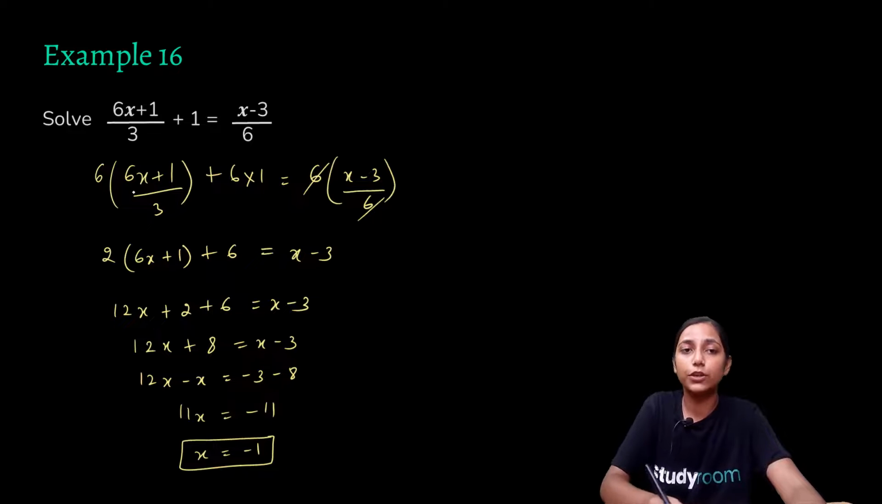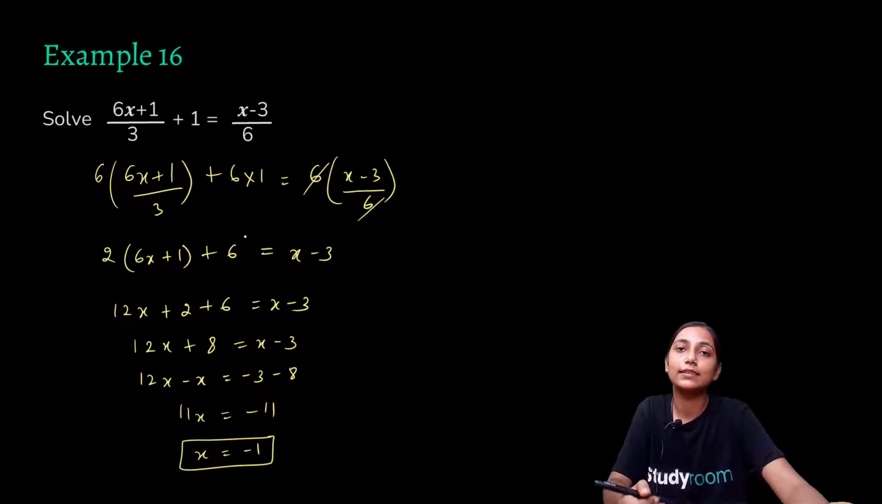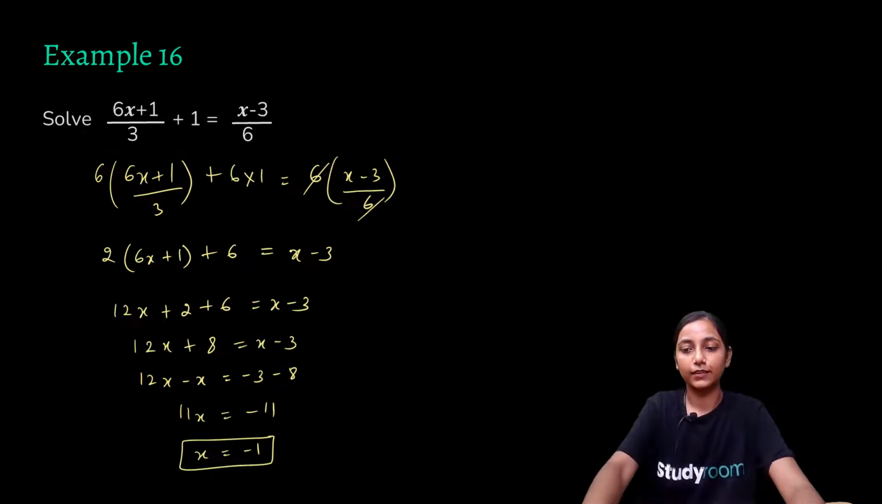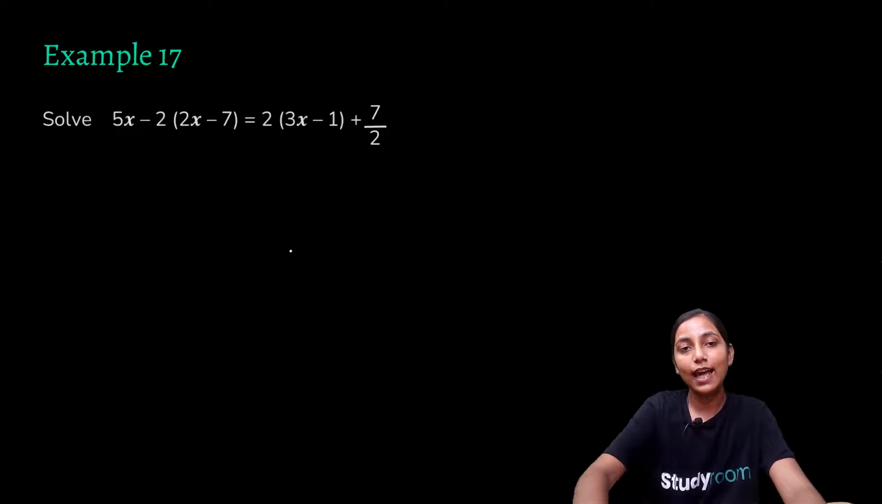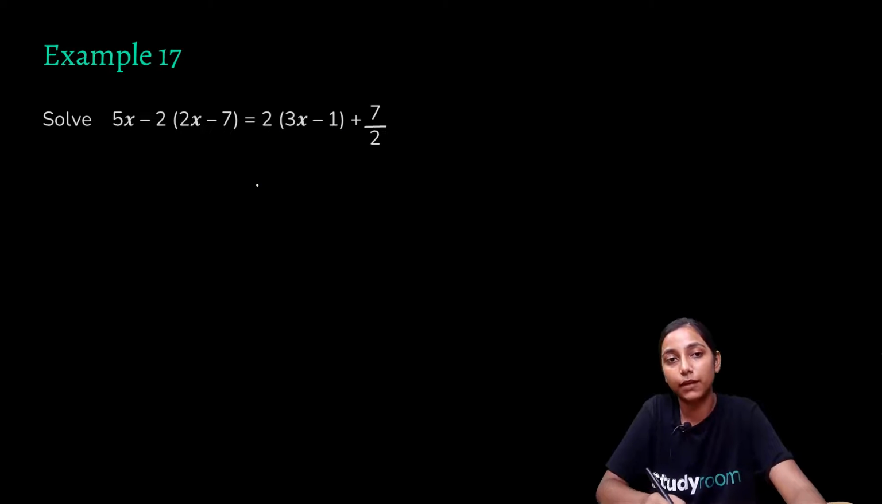And that is the solution of this whole complex equation. So first of all we simplified this complex equation and then we applied all the steps that we use when solving equations having variables on both sides. We again have one more complex equation, and this is 5x minus 2 into (2x minus 7), equal to 2 into (3x minus 1) plus 7 by 2.